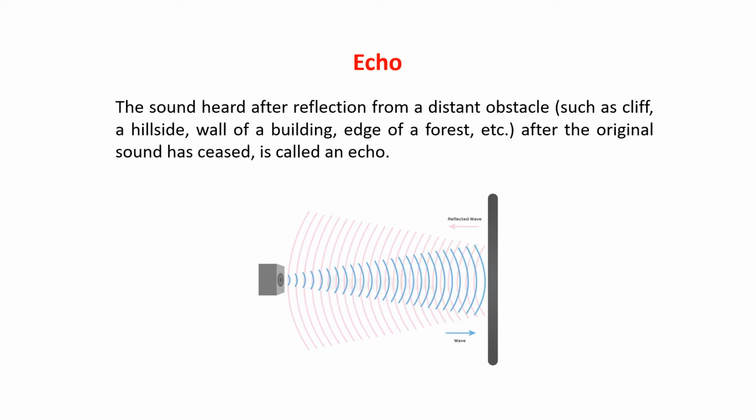Again, I am repeating, the sound heard after reflection from a distant obstacle. The obstacle can be a cliff, a hillside, wall of a building, all these things. After the original sound has ceased, that is called an echo. It's a very important thing for sound. Please learn the definition.